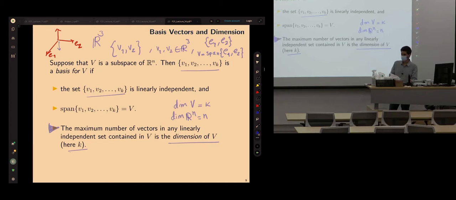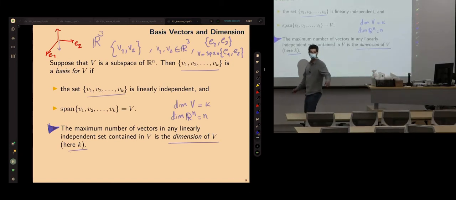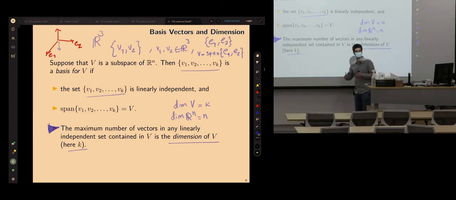Infinite. No, refer to, yes, Audrey, two. Refer to the definition here. Do not listen to people outside of class. 2, right? Now, we are saying that the maximum number of linearly independent set contained in V, that set, is called the dimension of V. That's the definition, right? Now, it's a reasonable definition because you have 2 independent directions.